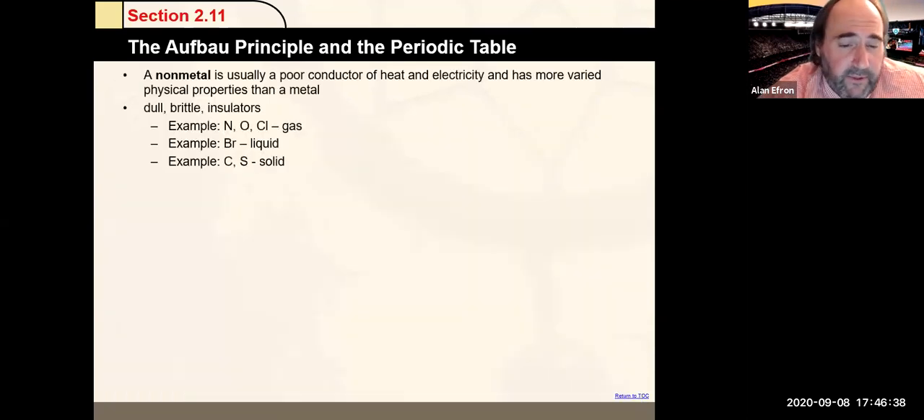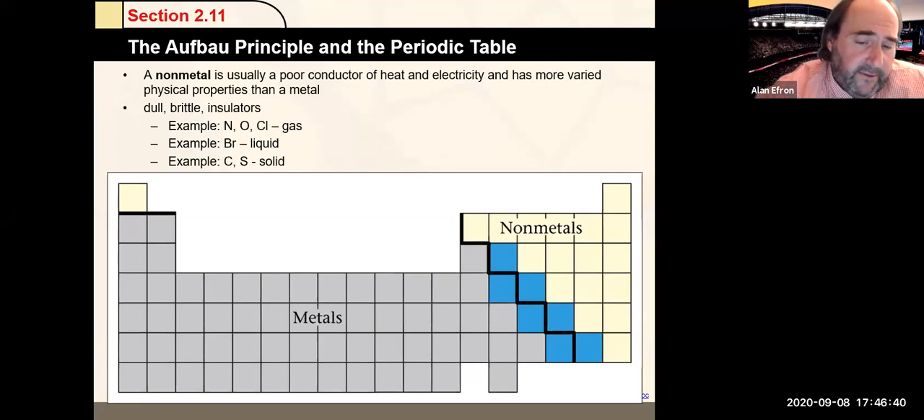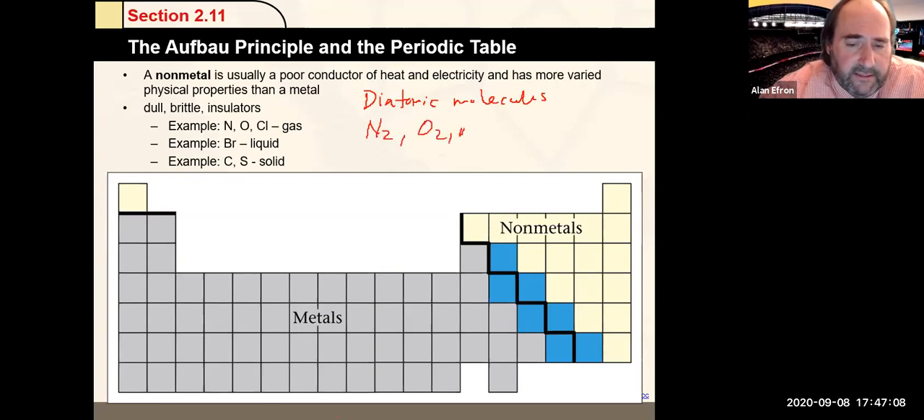Now, non-metals are pretty much the opposite of metals. They are bad conductors of heat and electricity. They have a more varied state. So some non-metals are gases, some are liquids, and some are solids. And a lot of the non-metals that we come across are those diatomic molecules. So remember, diatomic molecules are those guys that have 2 atoms. So a lot of those elements that are non-metals do come as these diatomic molecules, are guys like this, right?